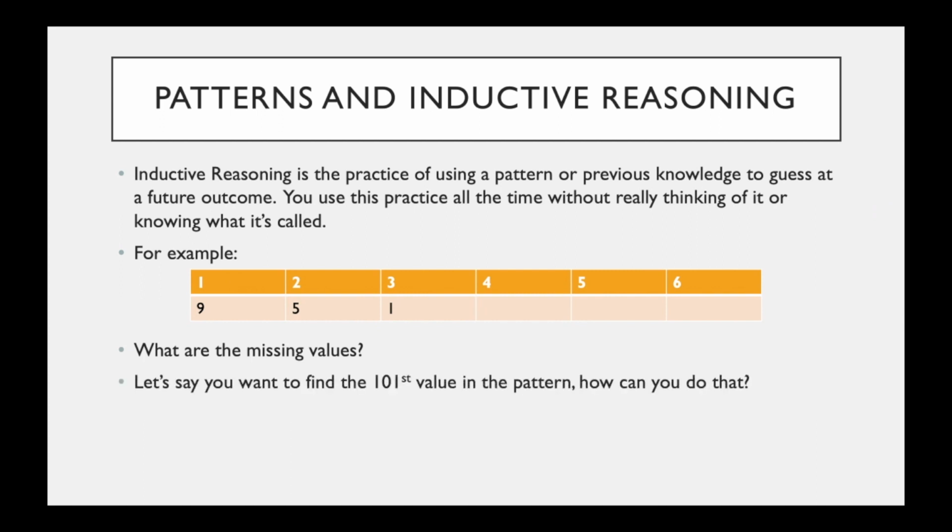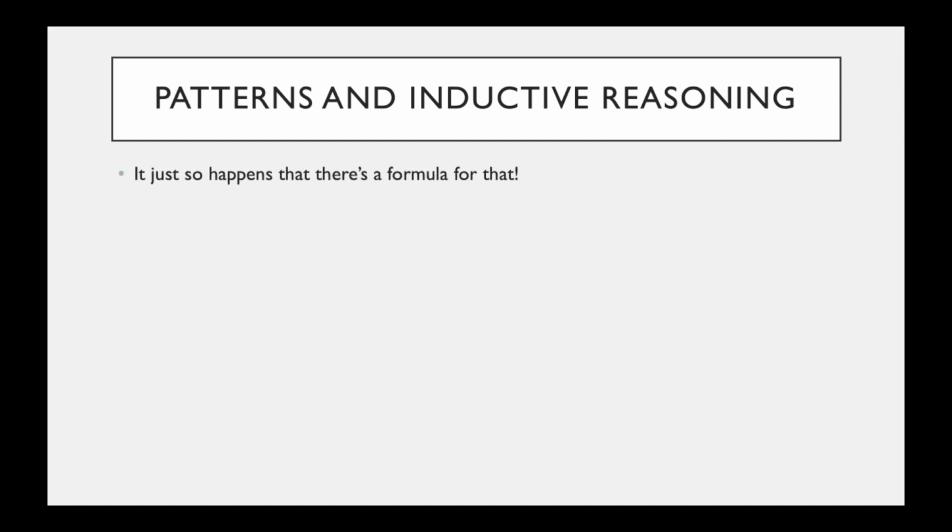But let's say I wanted you to find the 101st value in the pattern. Now you could follow this pattern all the way out until you get to 101, but that would be pretty tedious. I've known students before who prefer to do it that way versus using the equation, but still, there's an easier way. Just so happens there's a formula for that.